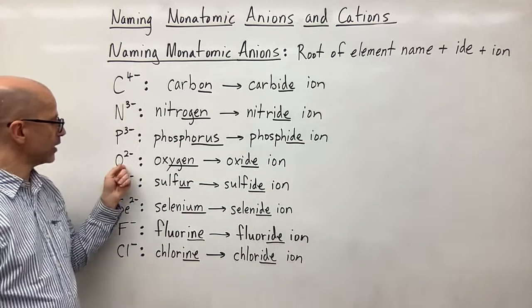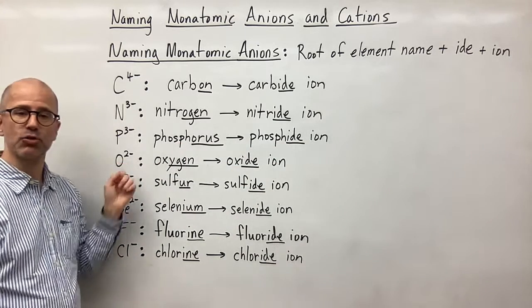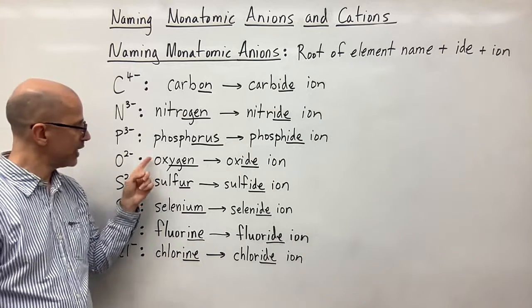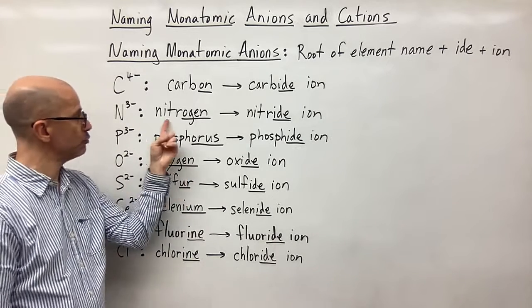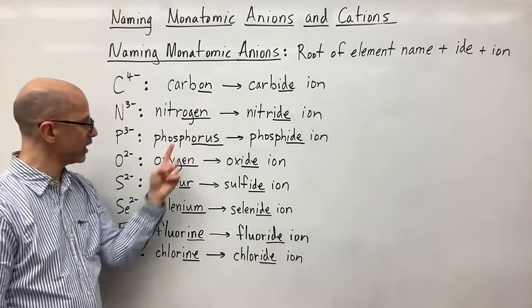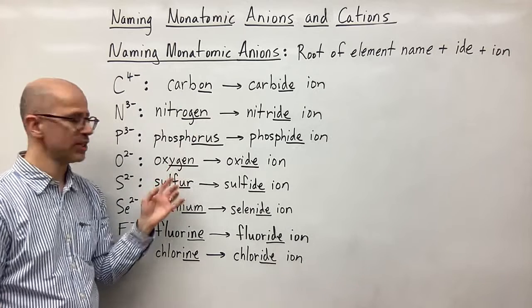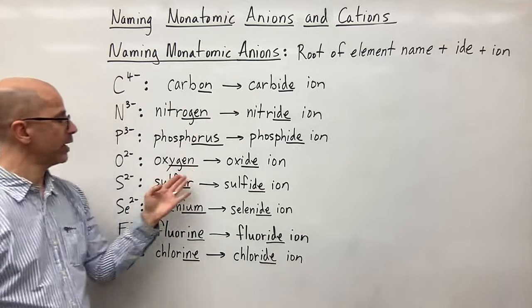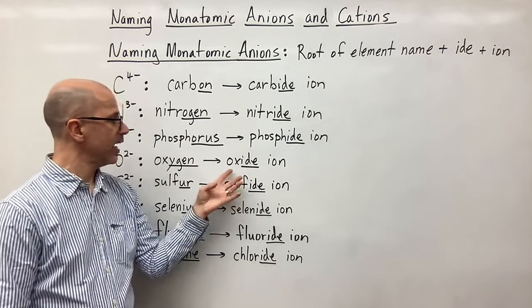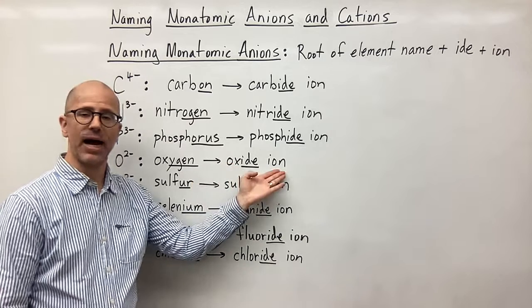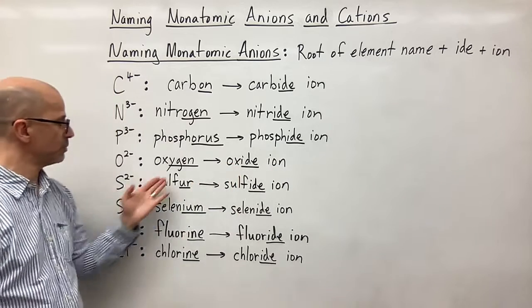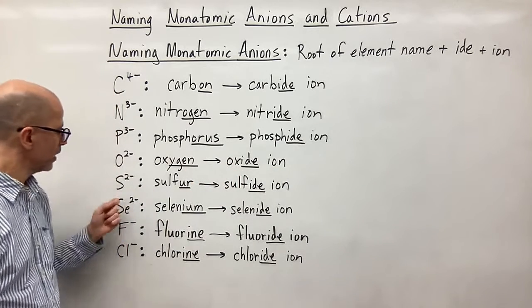Same for oxygen. So oxygen with a 2 minus charge. We're going to take the name oxygen, drop the ending, very similar to nitrogen, the OGEN ending. Here we're going to drop the OGEN ending. And then we're going to add IDE. And so we get the name oxide ion. Oxygen becomes the oxide ion.